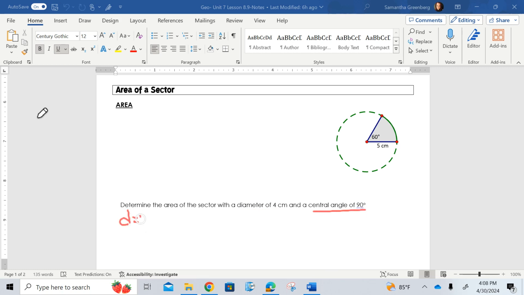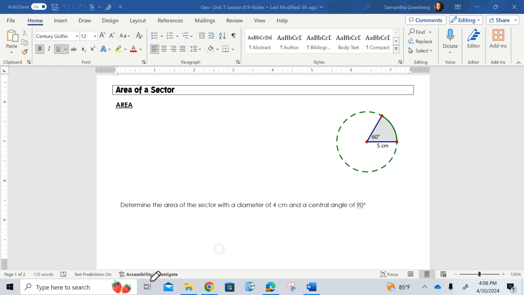So our diameter is 4 centimeters. So that makes our radius half of that. So our radius is 2 centimeters. And our angle is 90 degrees. So our area is going to be 90 out of 360 times pi r squared, but our 2 is squared.